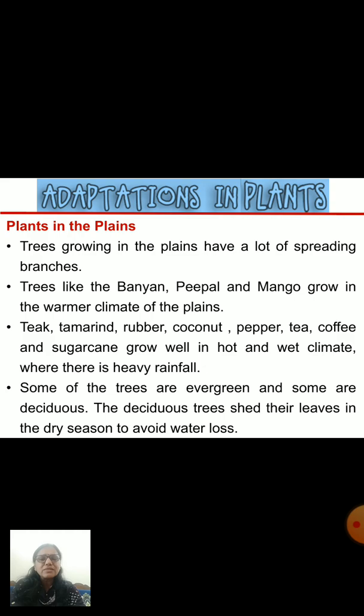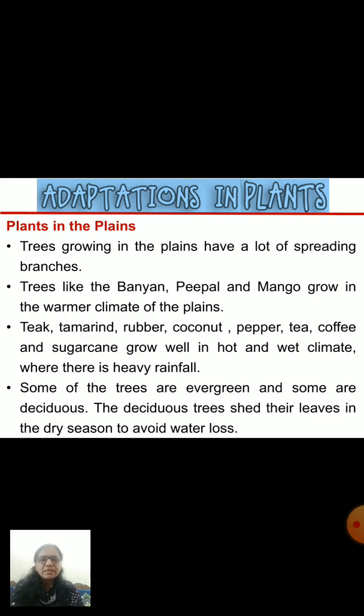They are the trees growing in the plains. They have a lot of spreading branches. Which are they? They are trees like banyan, peepal, and mango. They grow in the warmer climate of the plains because they need a warm climate.